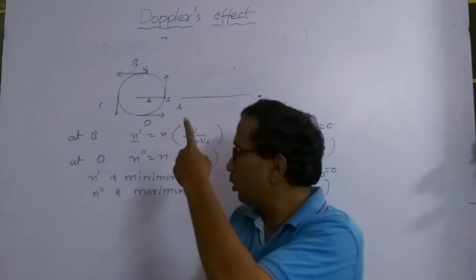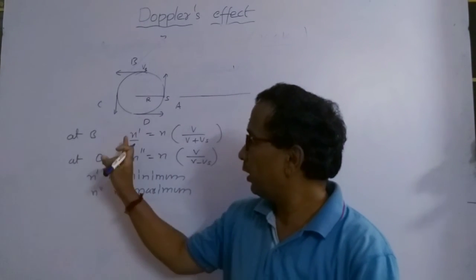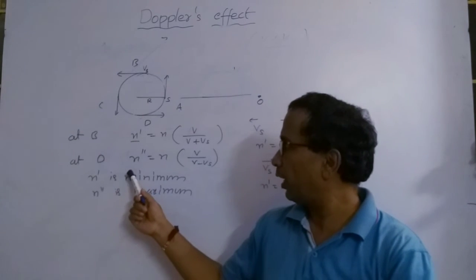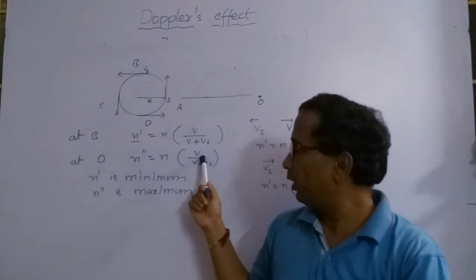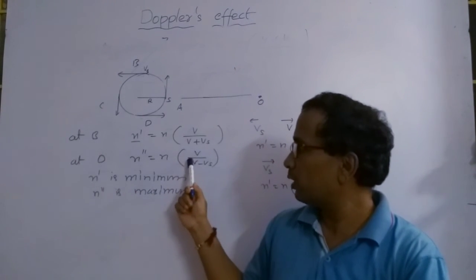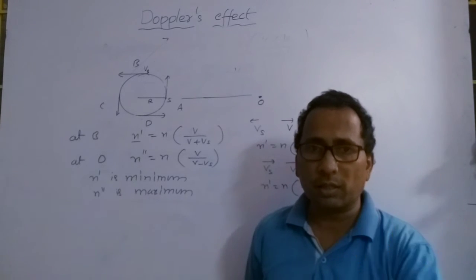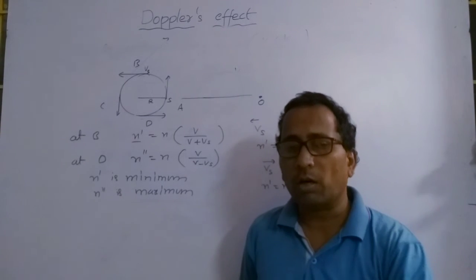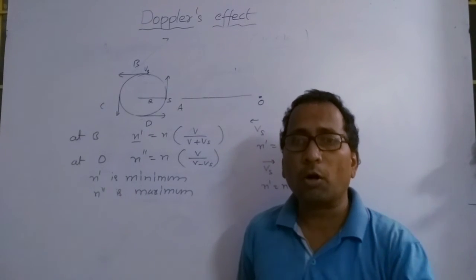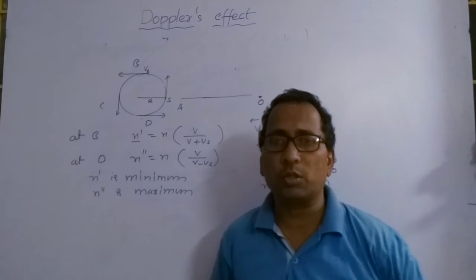Ratio means both equations are divided. That is n dash by n double dash is equal to, nV gets cancelled, V minus Vs by V plus Vs. That is the ratio. Again they will ask what is the number of beats produced in this situation.